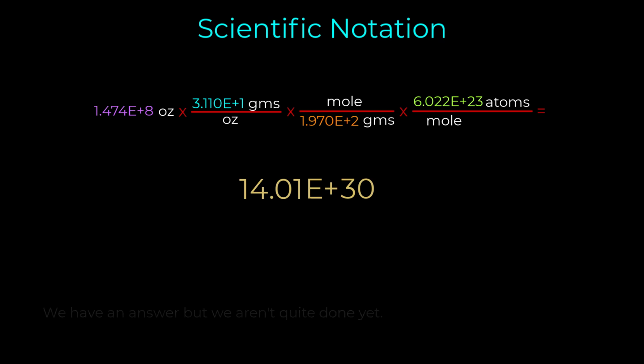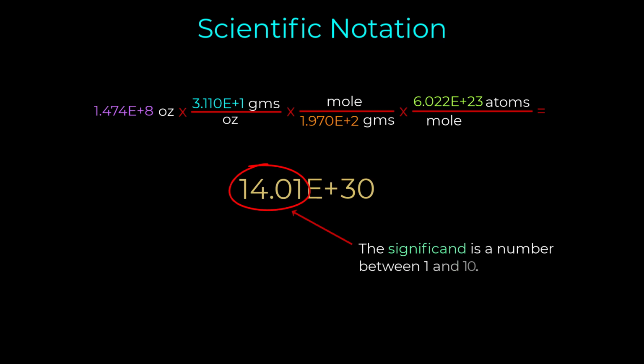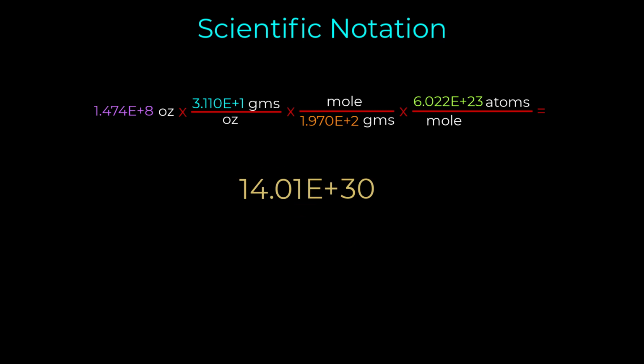As I mentioned earlier, by convention, in scientific notation, the significand is a number between 1 and 10, inclusive of 1, but not inclusive of 10. My significand is over 10 right now, so I must tweak my answer a little bit to conform to this convention. 14.01 is equal to 1.401 times 10 to the 1st power. 10 to the 1st power times 10 to the 30th power is 10 to the 31st power. I have my answer. 1.401 times 10 to the 31st power.